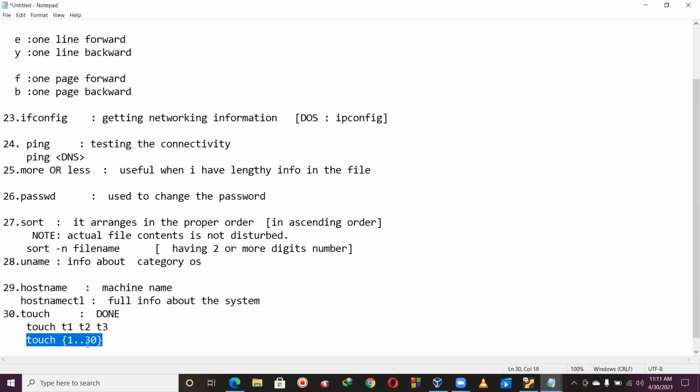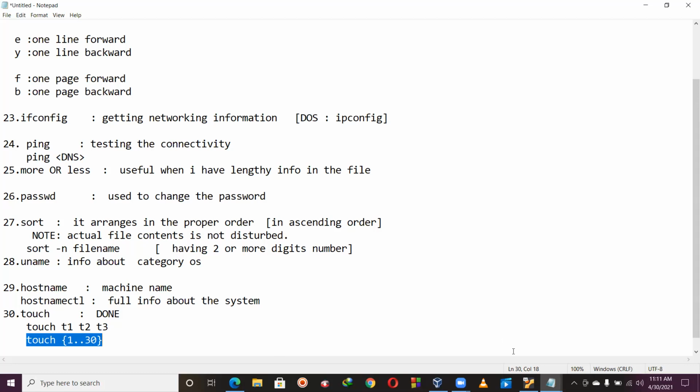Totally new things for you. Touch {1..30} within the curly braces. Okay. So what happens here? It will create the 30 files. And what is the name of all those files? File name 1, file name 2, file name 3, file name 4, etc. Last file 30. Got it, all of you?